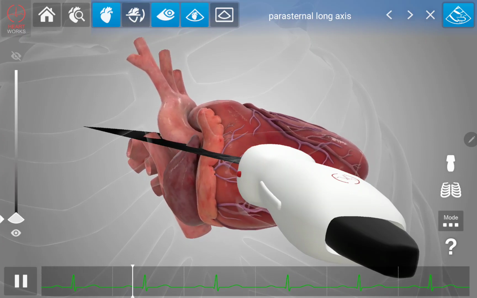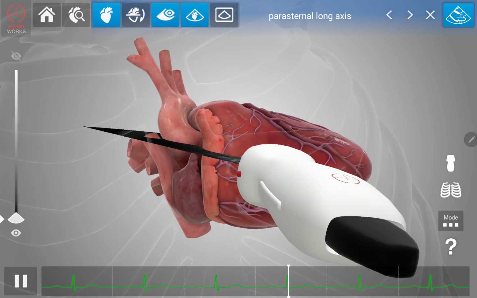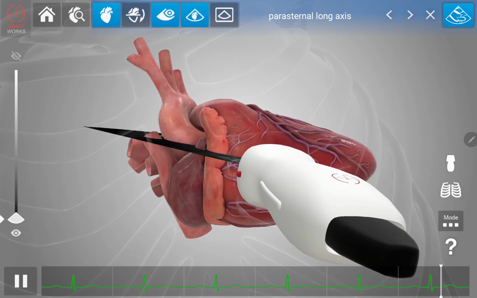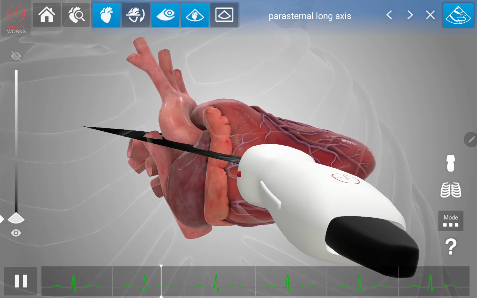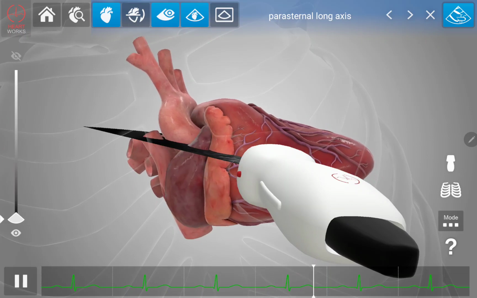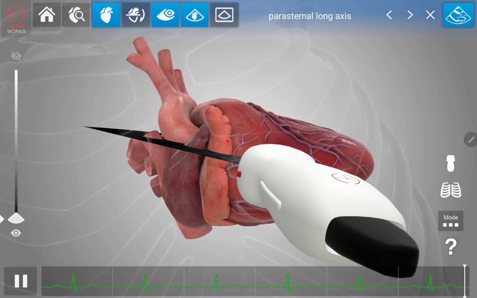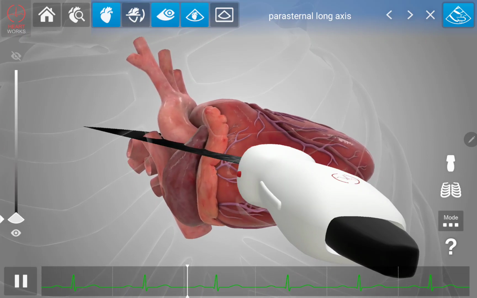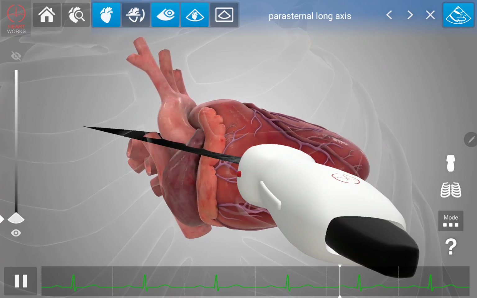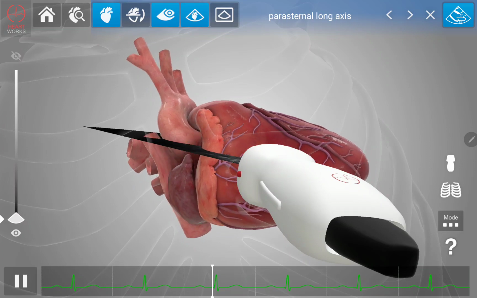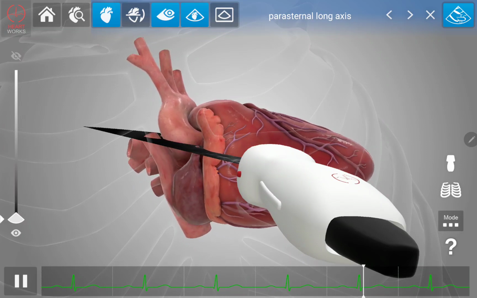POCUS exam. Now, this is something that you should be able to do as a family medicine, internal medicine resident, general surgery resident, definitely pulmonary and critical care medicine fellow, etc. So it's important that we get down to basics because all of our other exams that we do really build off of the basic cardiac POCUS exam.